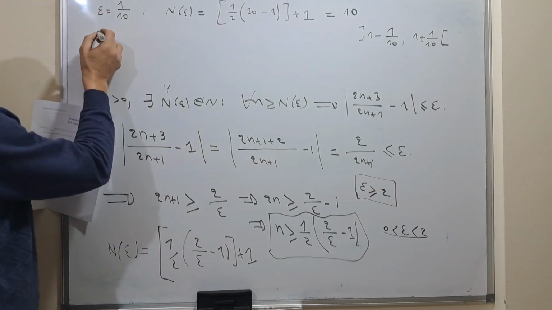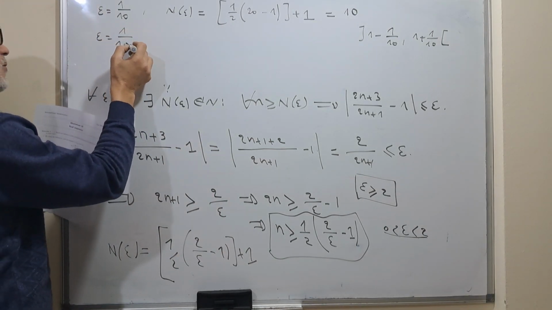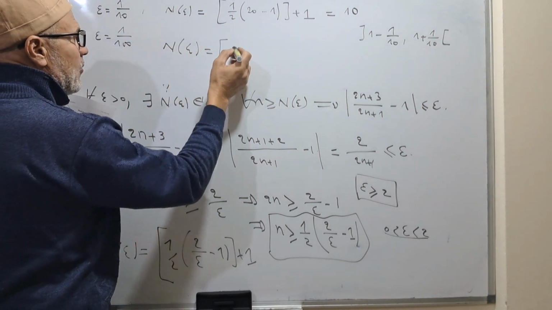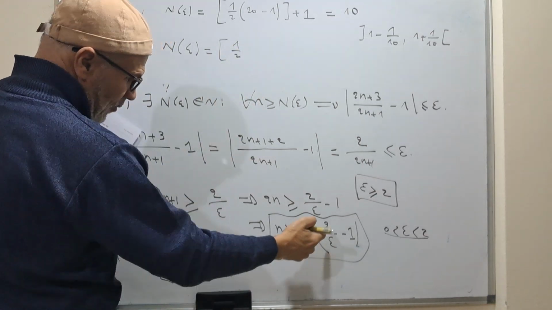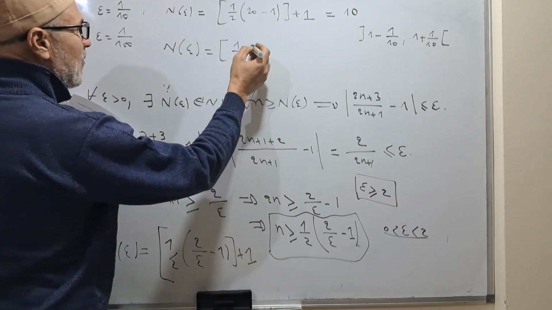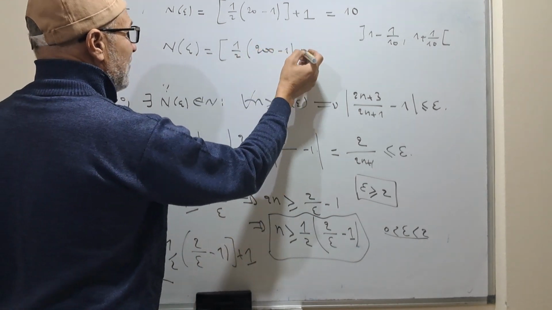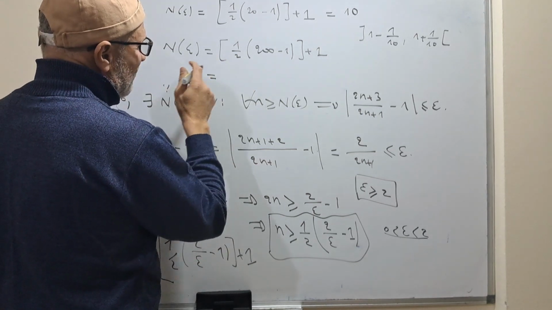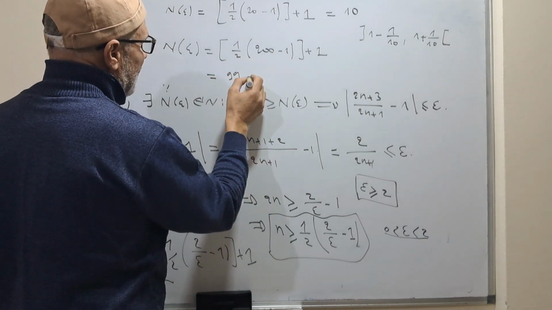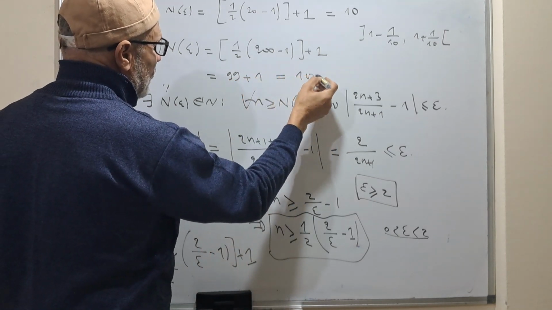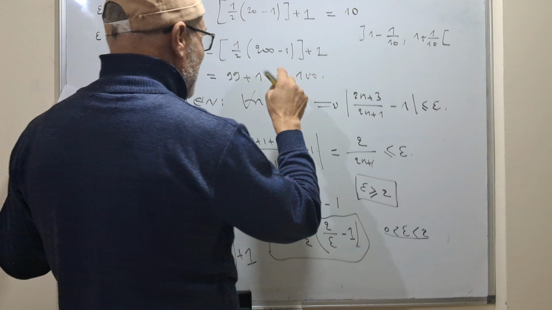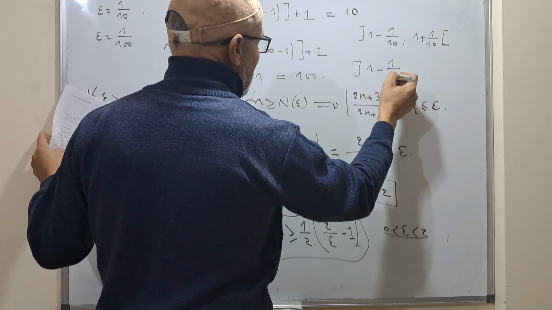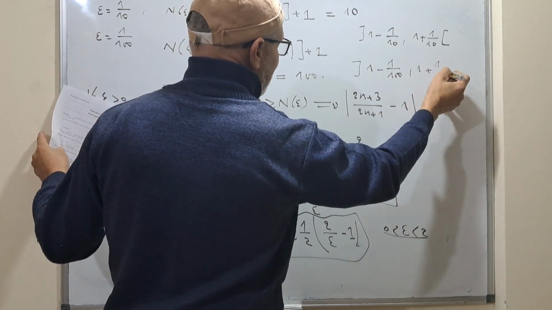How about if we take epsilon equal to 1 over 100? In this case, n of epsilon is equal to the integer part of 1 over 2 times (200 minus 1), plus 1, so 99 plus 1, equal to 100. Starting from 100, all the terms belong to this interval.